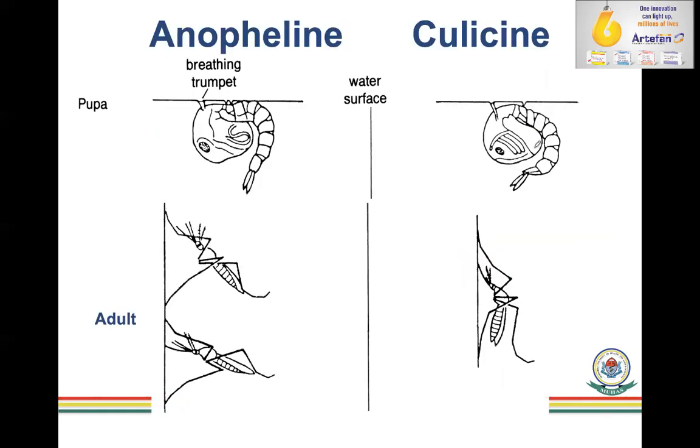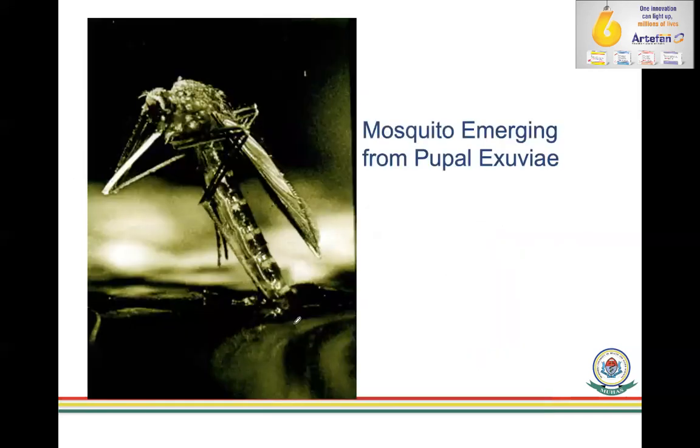Again, the pupae are not any different, but you would notice the difference when they are resting as adults. Culicines will always rest with their body almost parallel to the surface where they're resting, while the Anophelines would have an angle of more than 45 degrees to the surface that they are resting on. This is important for you to know when you're differentiating these mosquito species.